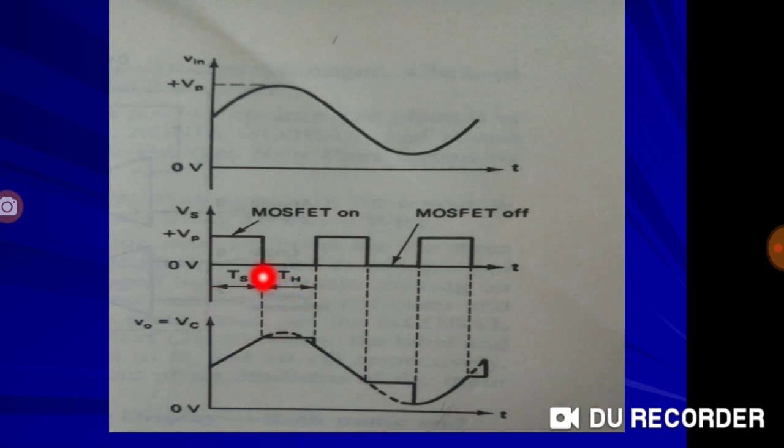Now when the control signal Vs is 0, the MOSFET is turned off. You can see that the output voltage is no more tracing the input values, or the capacitor voltage is not equal to the input signal; rather it is at the constant value at which it was in the previous state. So it is holding up to this. This period during which the voltage across the capacitor is constant is called hold period. Ts is the sample period, Th is the hold period.